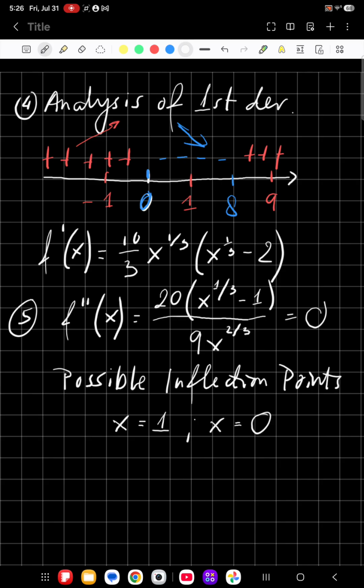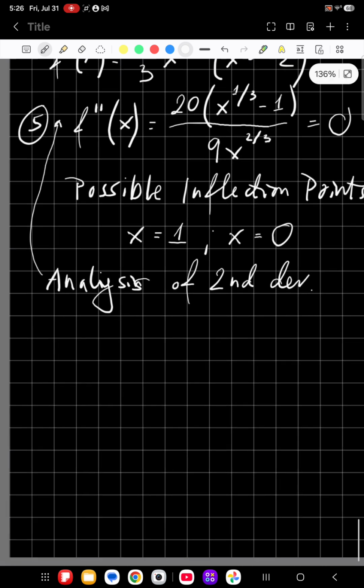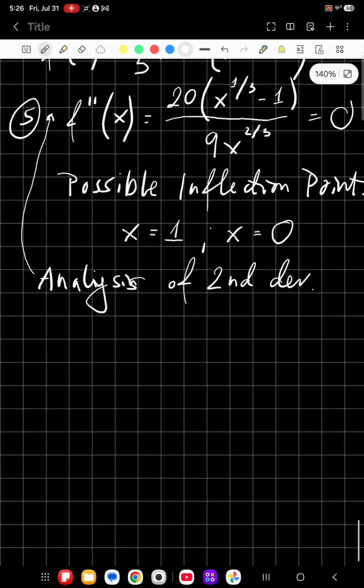So the second derivative. Well, actually, this is what that is. I didn't write it there. Anyway, it should be here. So the analysis of the second derivative, right? Anyway, so we do the number line.